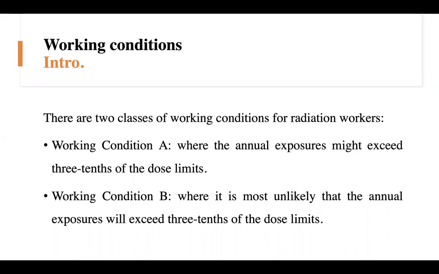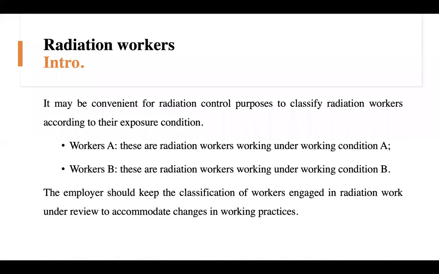A is where the annual exposure might exceed 3/10 of the dose limit, which is 20 millisieverts. So in this case, around 6 millisieverts. Working condition B is where it is most unlikely that annual exposure will exceed 3/10 of those limits, which is around actually 1 millisievert. It may be convenient for radiation control purposes to classify radiation work according to their exposure condition. Okay, so we have work conditions. So we need to classify the workers as well according to the work condition.